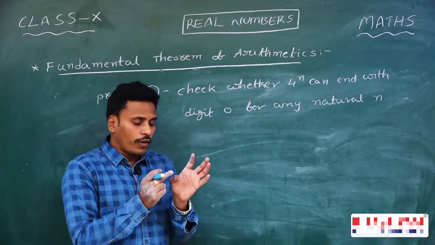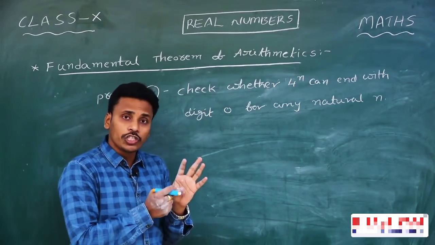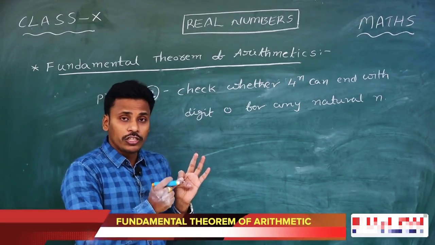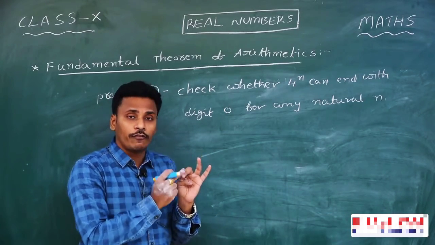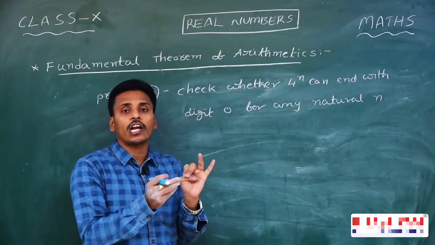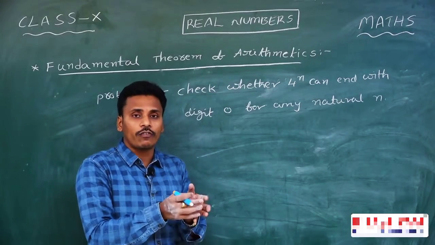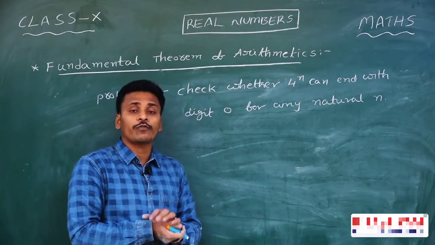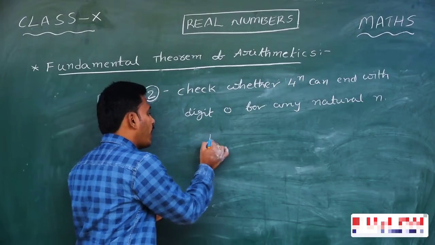Is it clear? So the first thing is, we need to check whether it ends with digit 0 or not. To check, we need to find out whether it is divisible by 2 and 5. To check whether this 4 power n is divisible by 2 and 5 or not, you need to check the prime factorization of 4 power n, whether 2 and 5 occur or not. And to check the prime factorization of 4 power n, I will start with the 4. We are applying the fundamental theorem of arithmetic for 4.